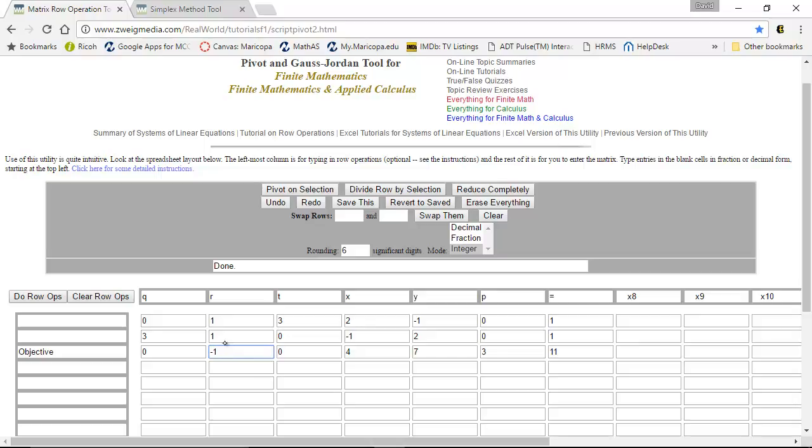So now we're going to look. And this is why I wanted to do this with you guys. You see, we have a tie: 1 divided by 1 and 1 divided by 1. So if I pivot on the first selection, you'll see we are now finished, right?